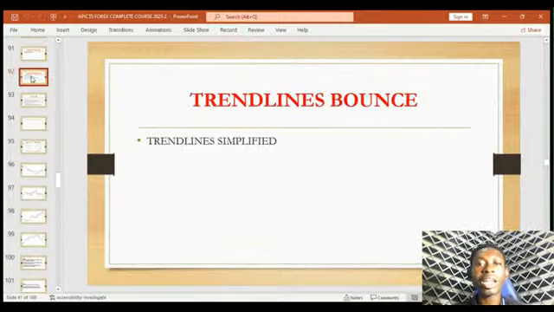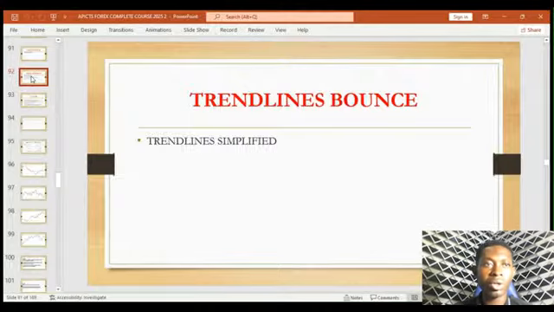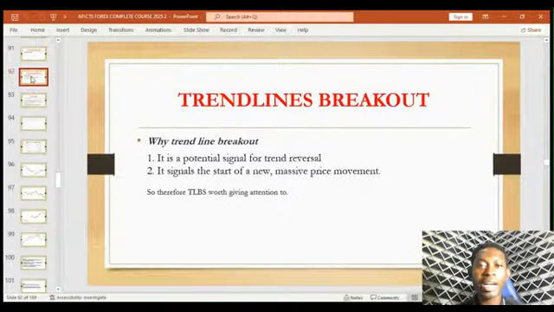Now we have talked about trend line bounce. What I want to talk about this evening is trend line breakout.